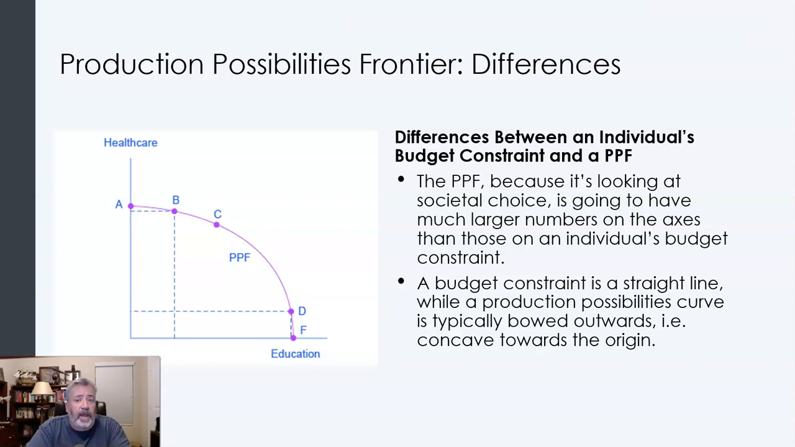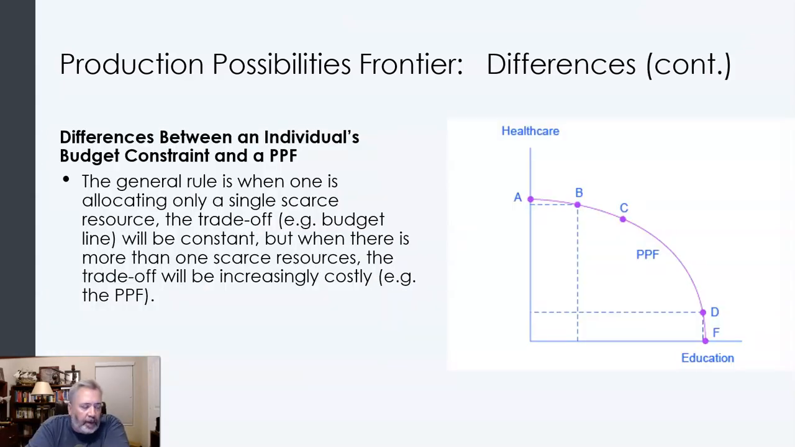You won't have a nice constant opportunity cost. Opportunity cost is going to be increasing or decreasing. They're suggesting here that when you're allocating only a single scarce resource, the trade-off or the budget line is going to be constant. But if there's more than one scarce resource, then the trade-off will be increasing.